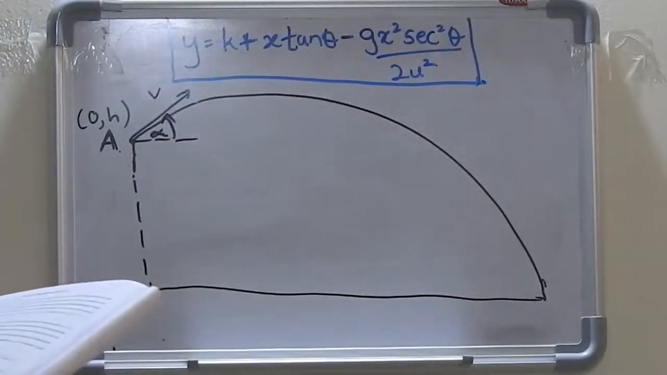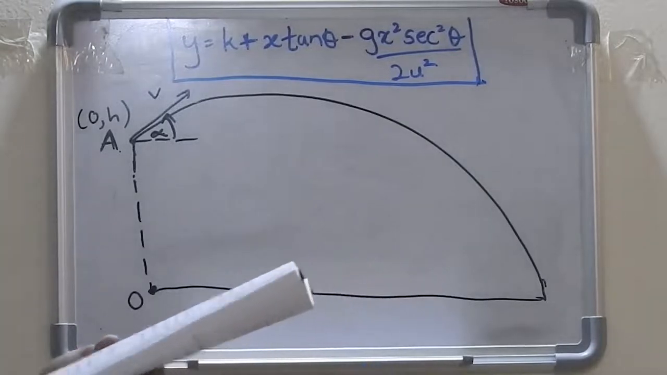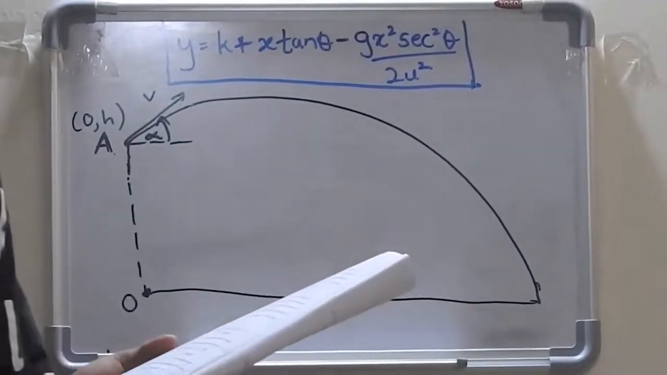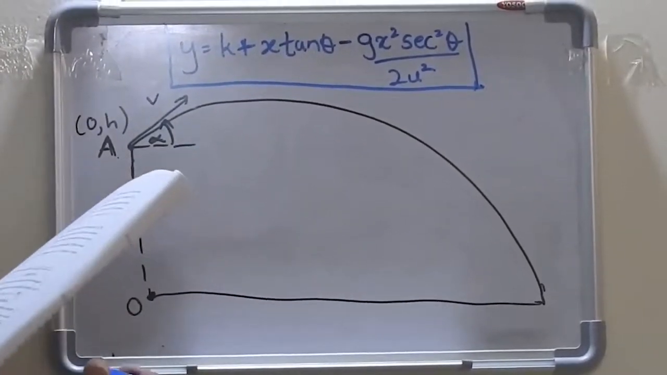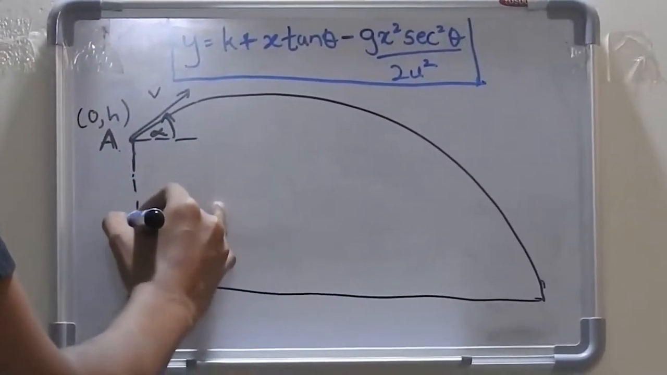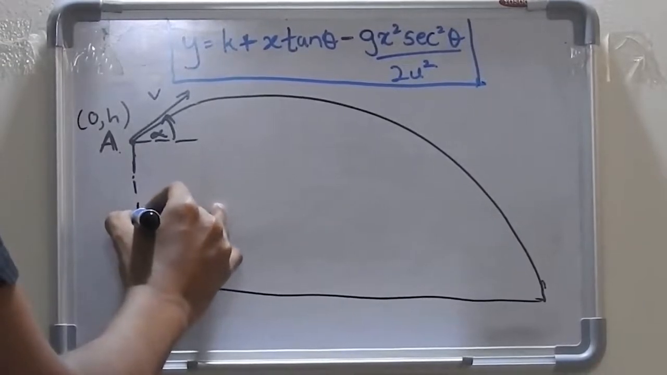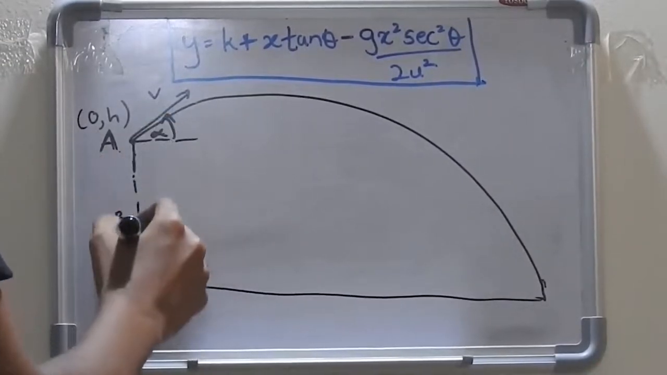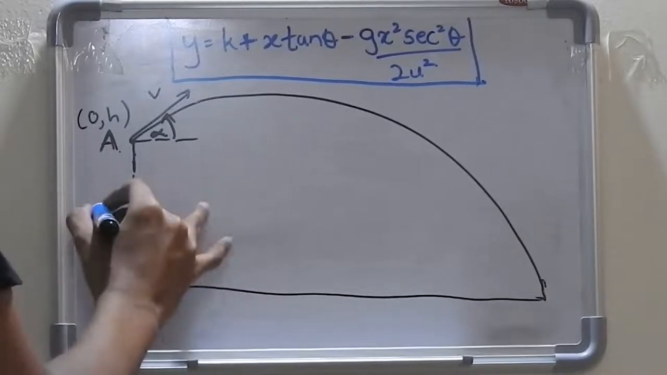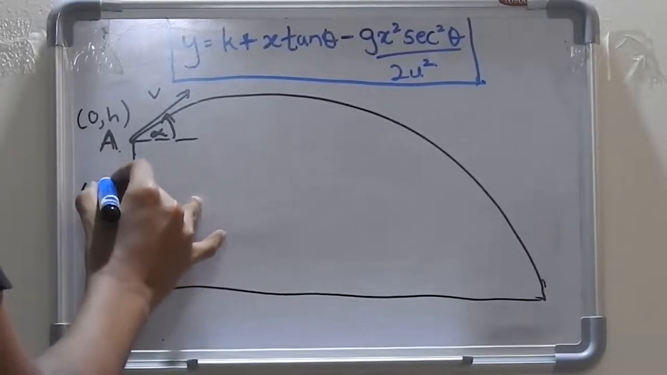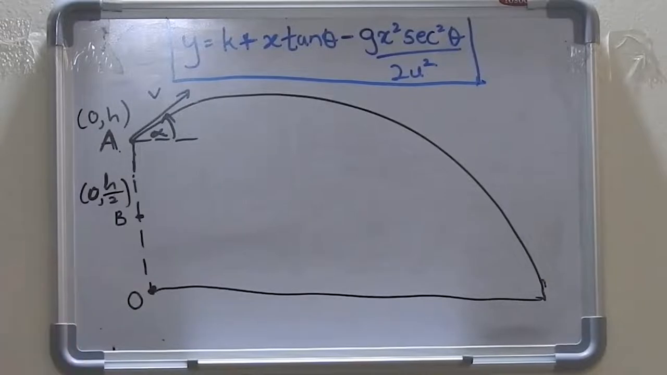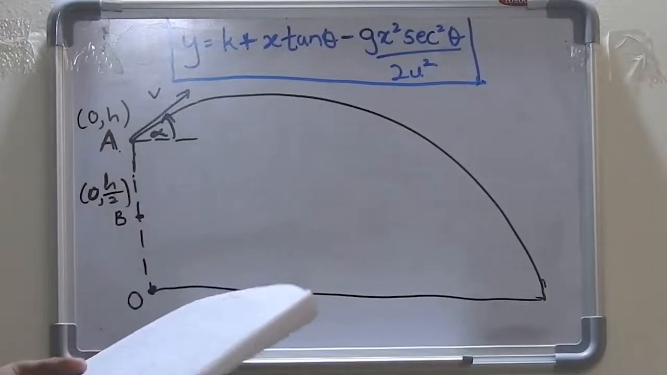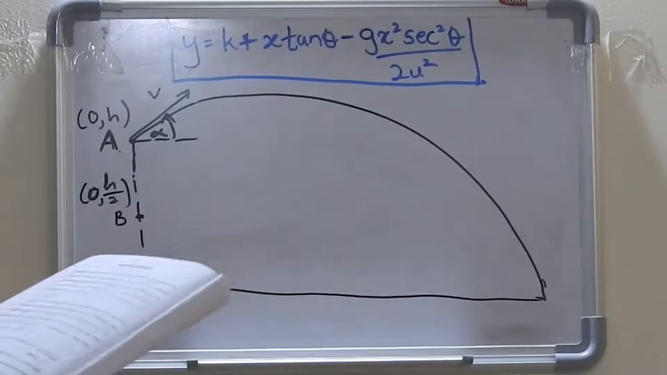And also, at the same instant, another particle Q is projected under gravity in the vertical plane at the point B, where B is at 0 and h over 2. So B will be at half the distance from A. So particle Q is projected from B with the velocity W at an angle beta to the horizontal.